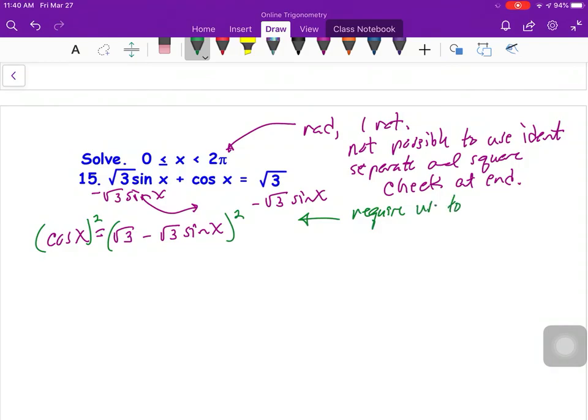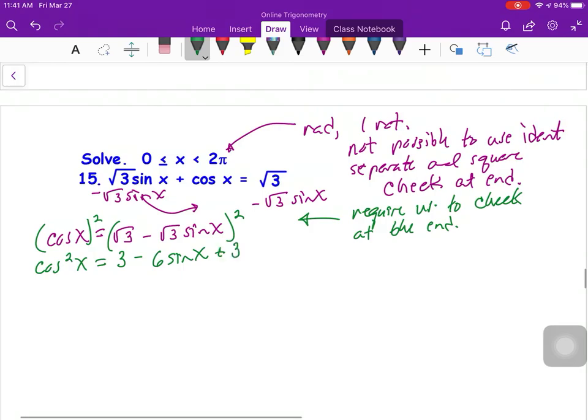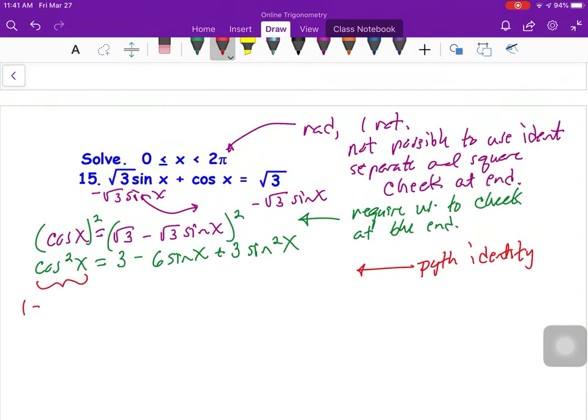That's going to require us to check at the end. So that would leave me with cosine squared x equals, when I square the square root of 3, I get 3. And then 2 times square root of 3 times negative square root of 3 sine would be negative 6 sine x. And when I square the last one, I get plus 3 sine squared x. Now we'll use the Pythagorean identity. And the Pythagorean identity says this can be rewritten as 1 minus sine squared x. Finally, everything's in terms of just sine x.